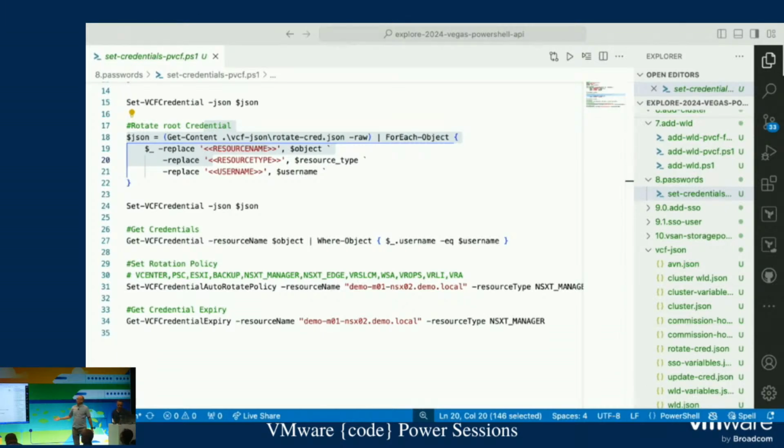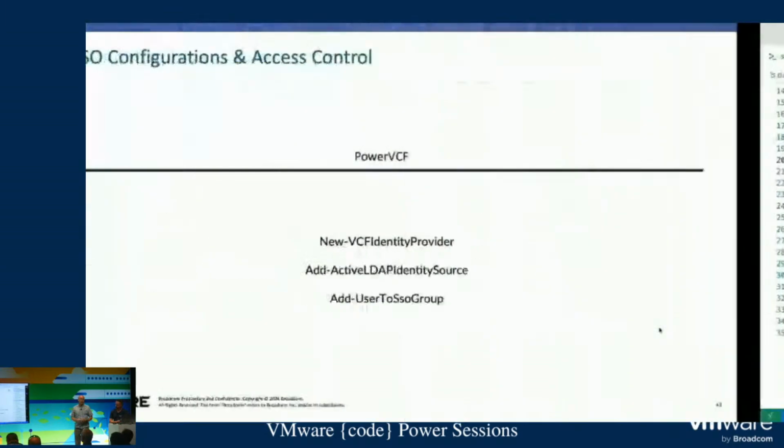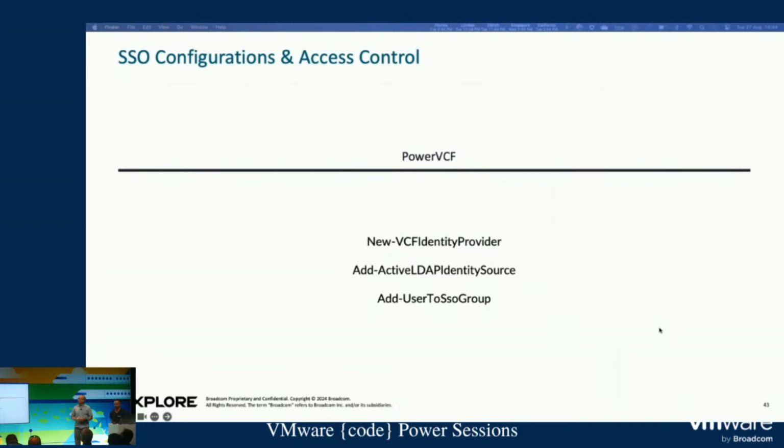So again, our thought process behind this is how do you get from bring up to an actual production ready system. One of the tasks that most people do inside Virtual Center would be to set up an SSO domain so that you can use groups, permissioning and things like that. And you can do that through PowerVCF as well. So you've got the ability to do it two ways.